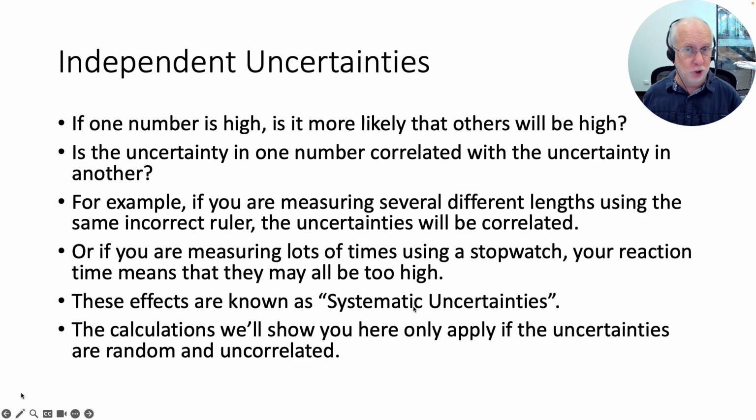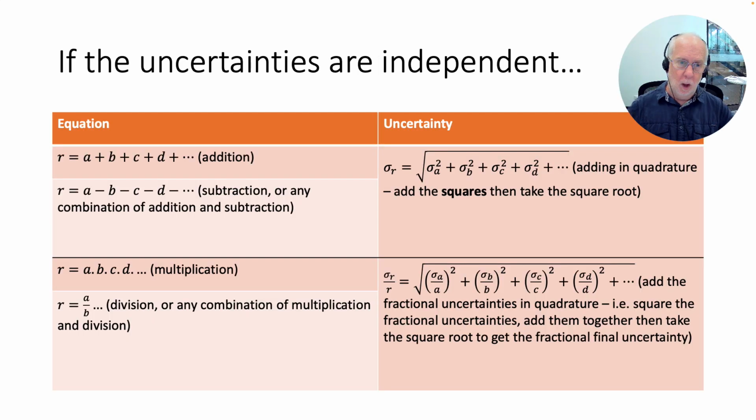Now the maths I'm going to show you here for combining uncertainties only works if the uncertainties are random, that if one is high, it's just as likely the other one will be low. If it's systematic, like using a dud ruler or using a stopwatch, this doesn't apply. You should not use it. But anyway, here are the equations.